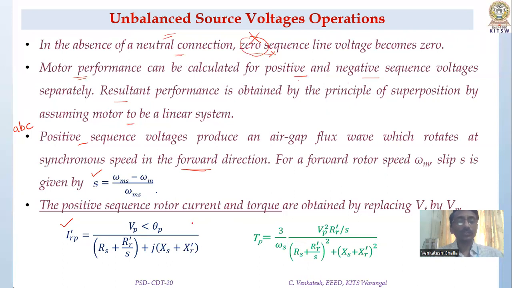So once we have derived this torque equation in the previous class, there's a current equation. Same here. Instead, here terminal voltage is replaced by positive sequence voltage Vp. That's all. So the torque Tp produced due to positive sequence voltages or flux is given by 3 by omega s into Vp square into Rr dash by s, whole divided by (Rs plus Rr dash by s) whole square plus (Xs plus Xr dash) whole square. So this equation remains the same as in the previous condition.